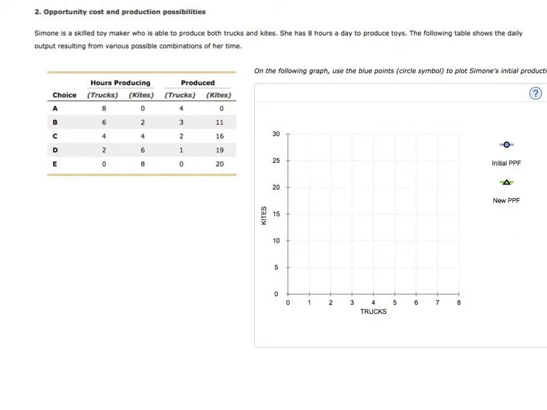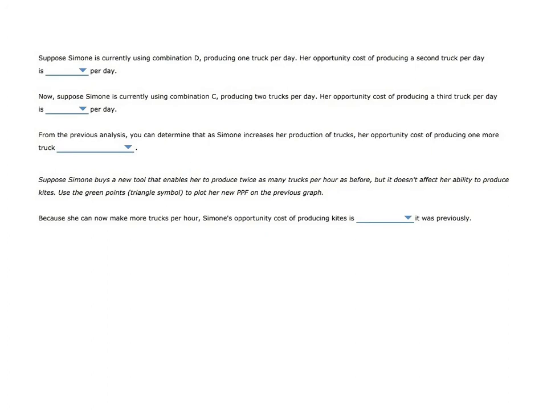So the first piece of this assignment is simply to graph that. So point A, 0 and 4 would be right here. Point E, 0 and 20 would be right here. The next step of this question tells you to look at what Simone is producing, what combinations she's producing, and think about the opportunity cost.